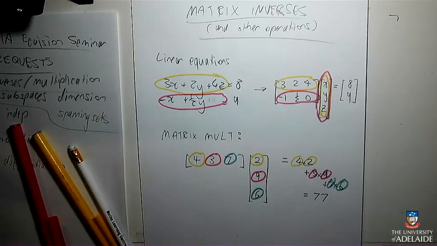Okay, that's the idea. And if you want to multiply matrices that have more than one row and more than one column, you'll do it one row and column at a time.